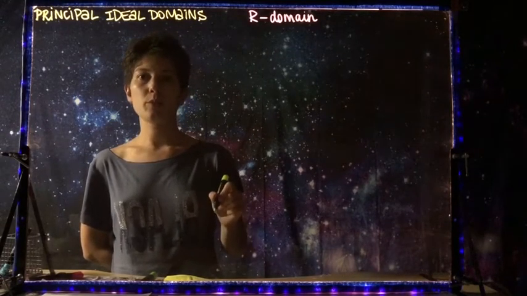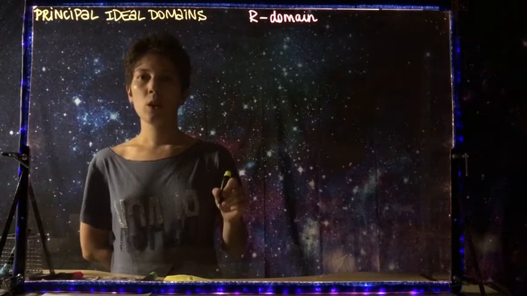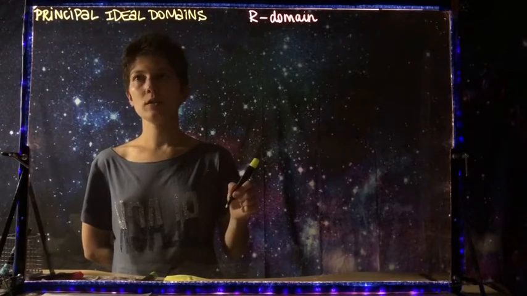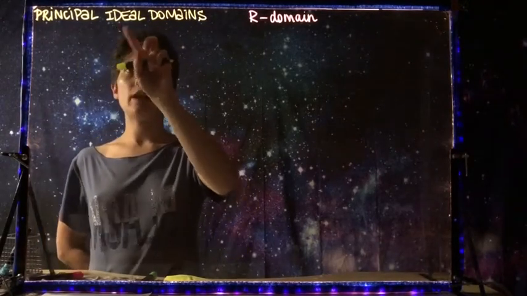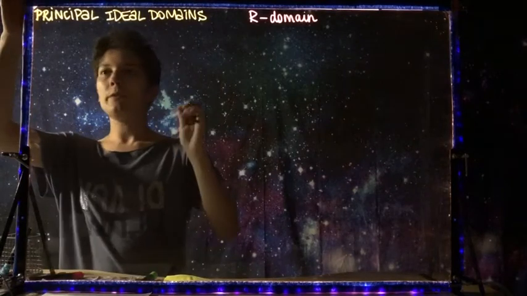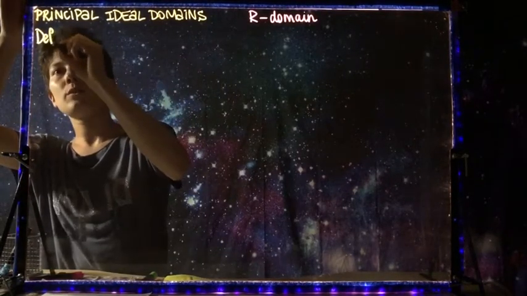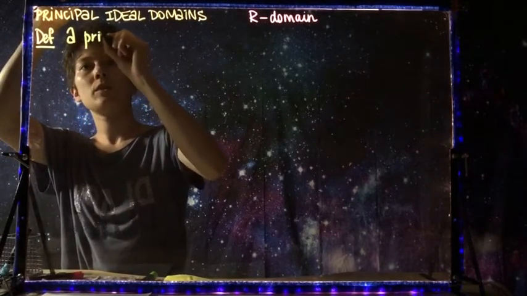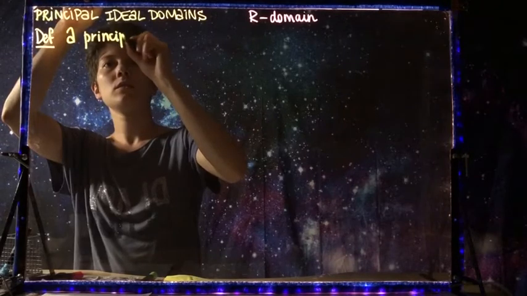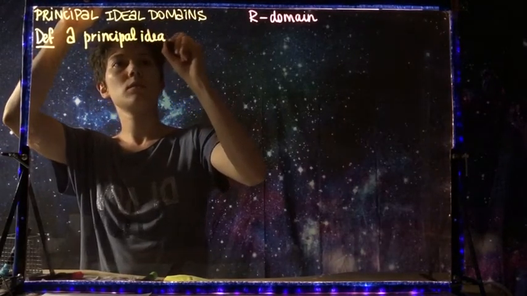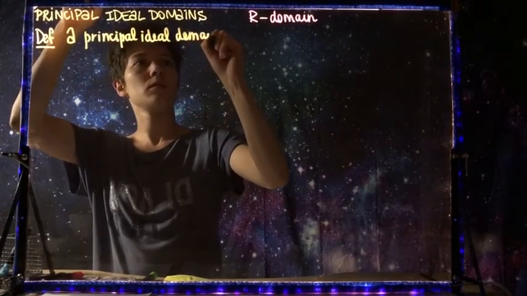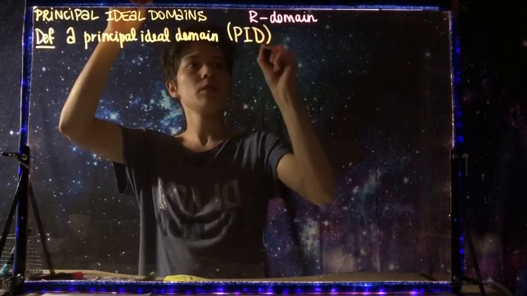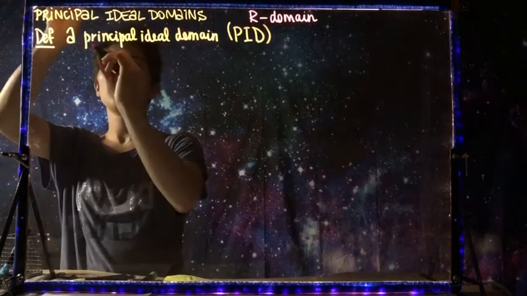During the last lecture, I promised to prove why certain rings were examples of unique factorization domains, and in particular why PIDs are UFDs. Let me remind you the definition. A principal ideal domain is called a PID for short, and it is a very common name.